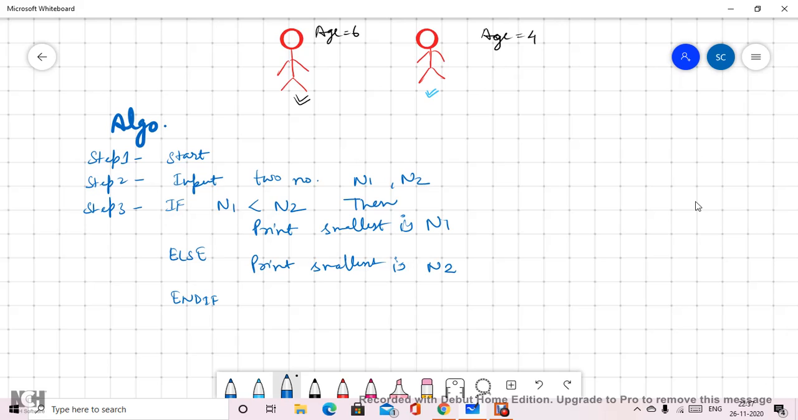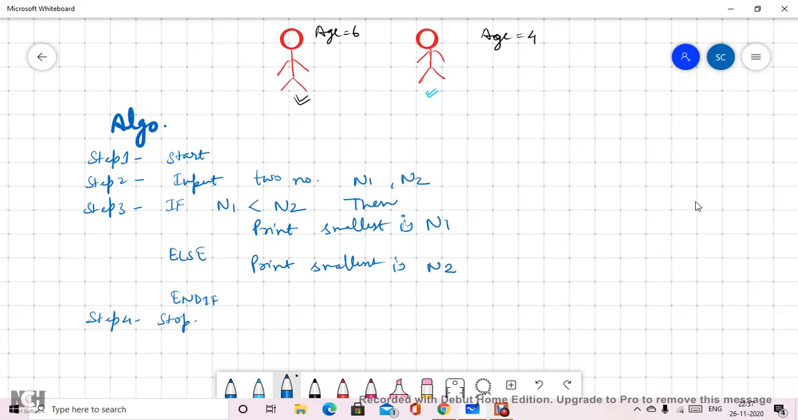Why am I writing end if here? Because there can be multiple elses, which is known as nested if else. We will be learning that in programming exercises a lot more. Now moving towards step 4, that is our stopping criteria.